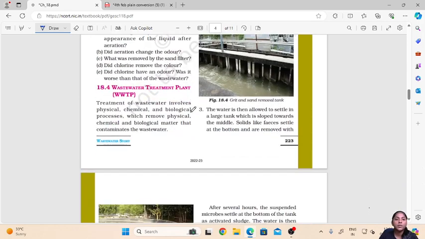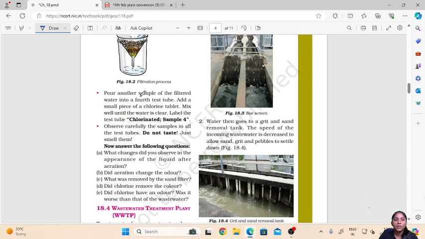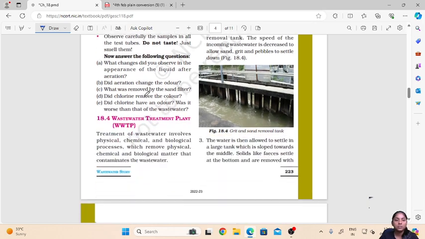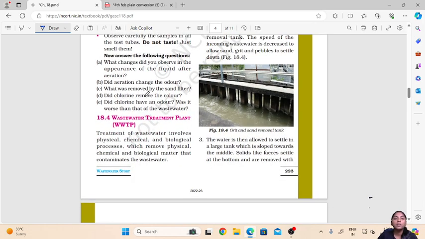Now in today's video we will learn about the wastewater treatment plant. Now these wastewater treatment plants are the places where the water is treated or clarified so that it can be reused and it can be discharged into the water bodies such as seas or lakes.